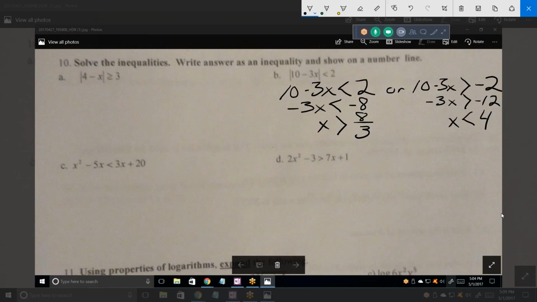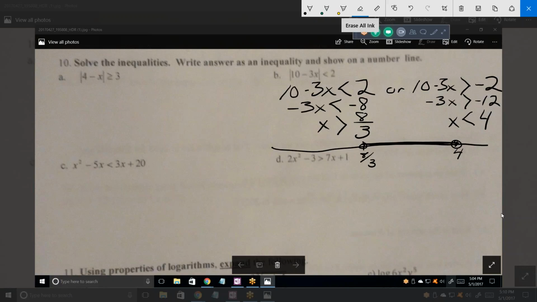And again, on a number line, if I put both points, there's 8/3, there's 4. Where's my answer going to lie? In between. With circles on both ends. Like that. Okay.